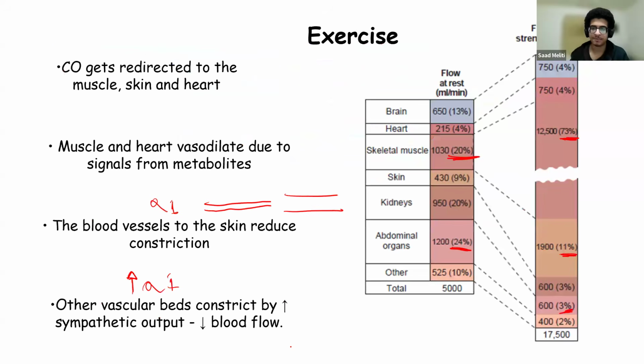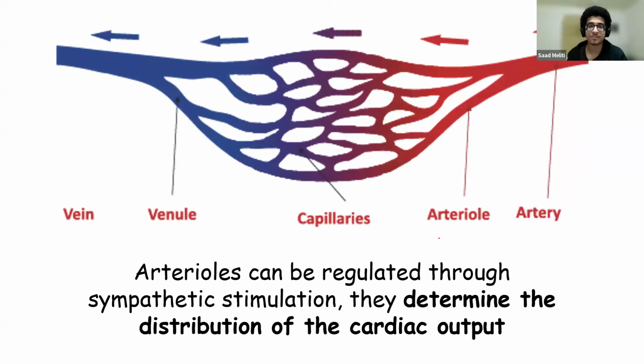What this sentence means is basically what I'm showing you here. You see how we have 17.5 liters, and it's distributed differently across all the compartments. The thing that distributes things differently is the arterioles. So over here, we vasodilated the arterioles to give more blood flow to the skeletal muscle. For the abdominal organs, we vasoconstricted the arterioles to decrease the blood flow to the abdominal organs. That's the job of arterioles. That's why we say they determine the distribution of the cardiac output. I hope that makes sense.